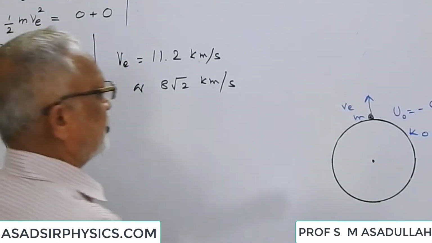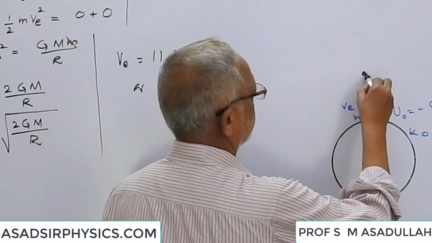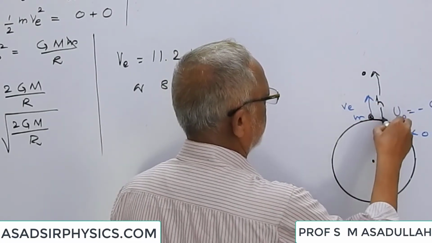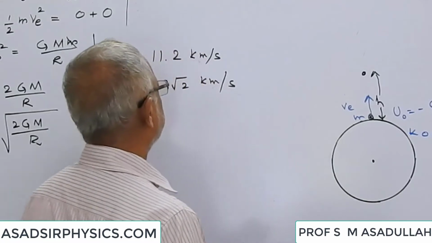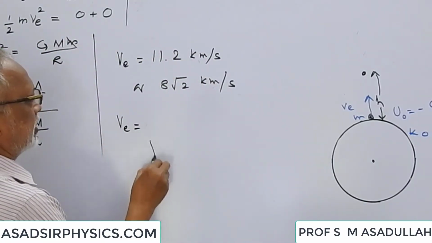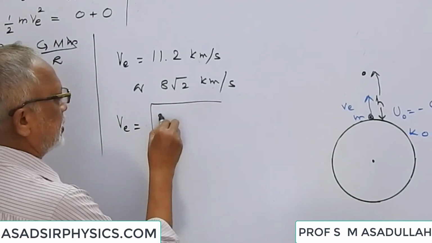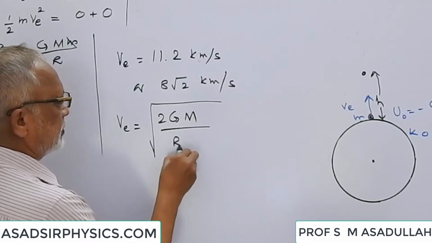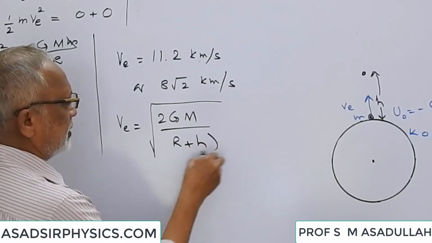Suppose we consider a point here at a height h above the surface of the earth. Then the escape velocity will become equal to under root 2GM by (R plus h).